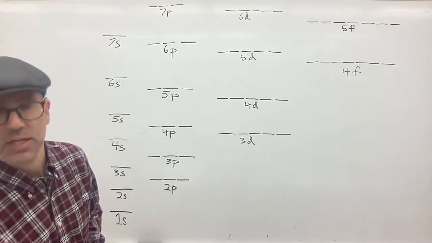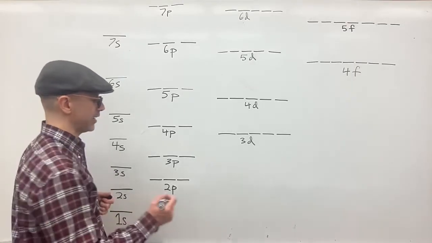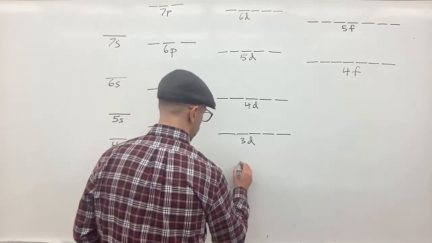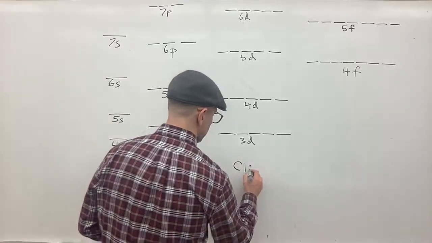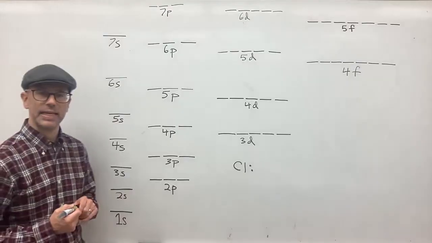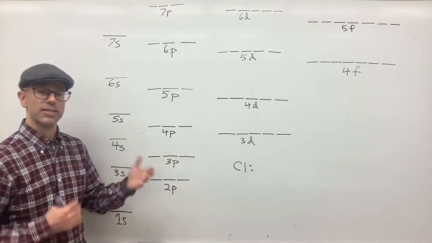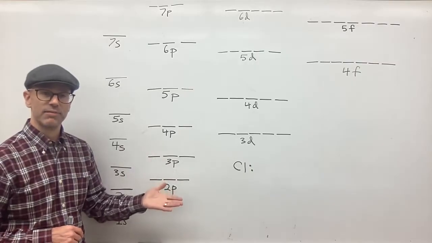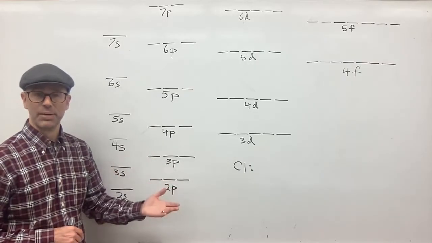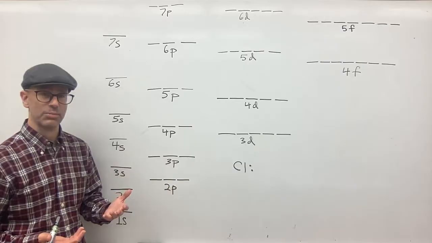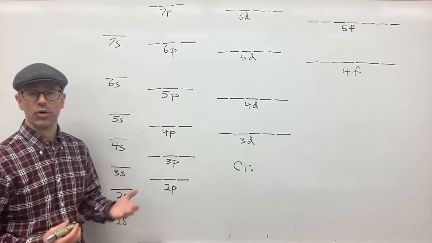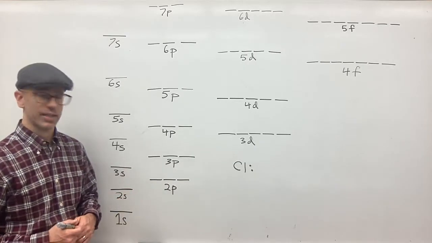So chlorine is number 17 on the periodic table. So here, chlorine. So number 17, it has 17 electrons because it's number 17. It has 17 protons. That's the atomic number. We're assuming the atom is neutral, and so we are going to put in 17 electrons.